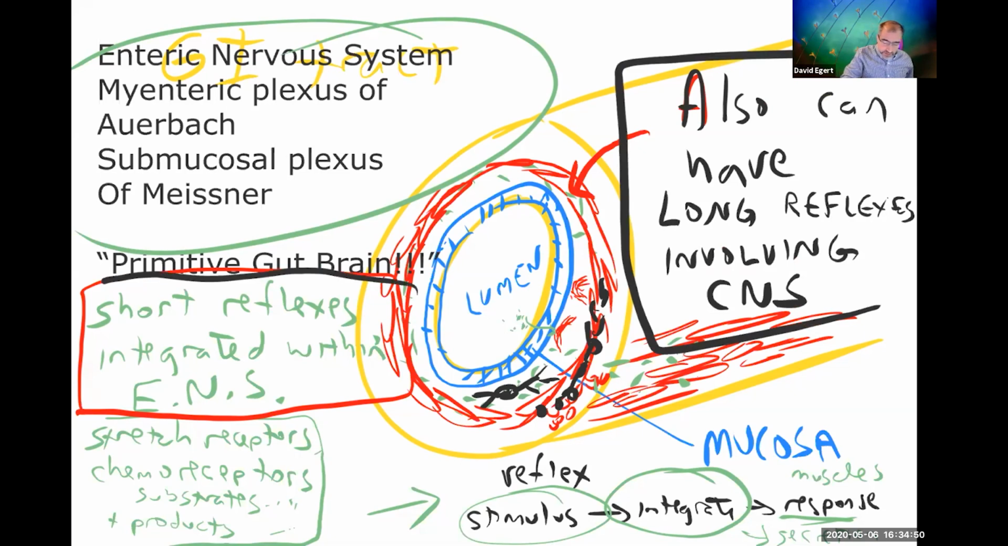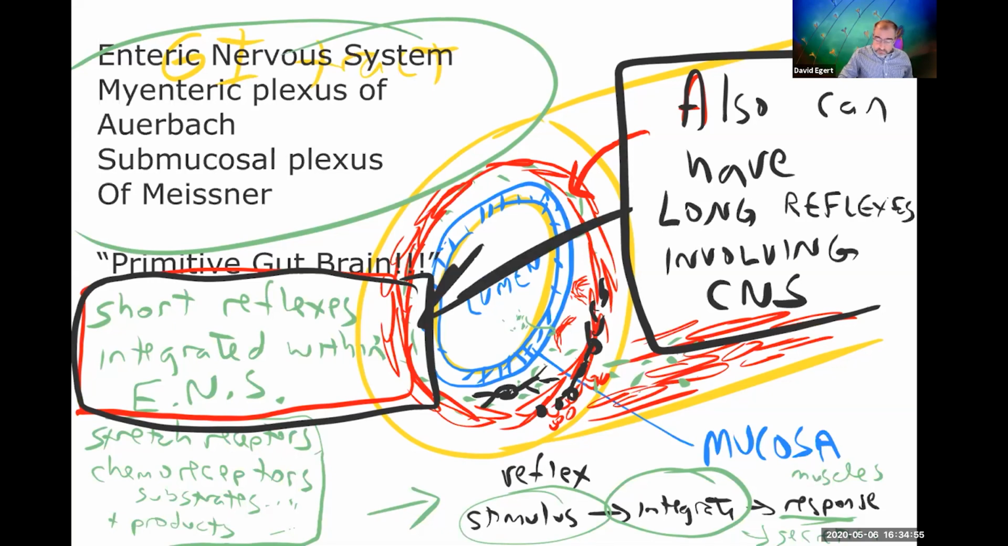So you have short reflexes that are integrated totally within the enteric nervous system. But then there are also long reflexes. We're going to talk about this a little later. For instance, just thinking about yummy food, you're going to have signals coming down your vagus nerve, right? Your parasympathetic activation, starting to activate your digestive system, getting it ready to digest stuff. So it's not like the brain can't be involved or is never involved. It's just that there is a lot of cool stuff going on where it doesn't have to be involved.